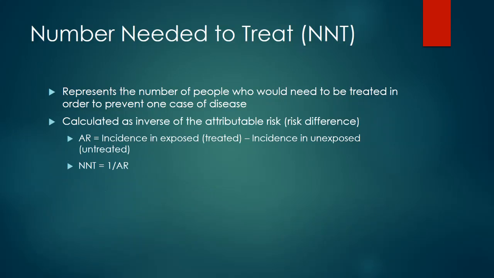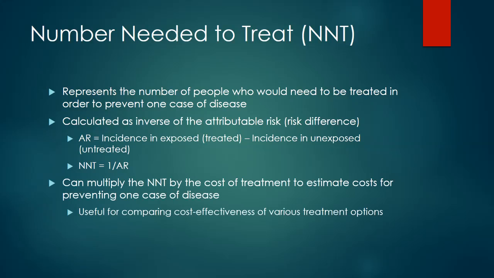Attributable risk is the absolute measure of risk, so it's calculated as the incidence in the exposed minus the incidence in the unexposed. In this context, because we're talking about clinical epi, it's the incidence in those who are treated minus the incidence in those who are untreated. And so again, to calculate the number needed to treat, we just take the inverse of that number.